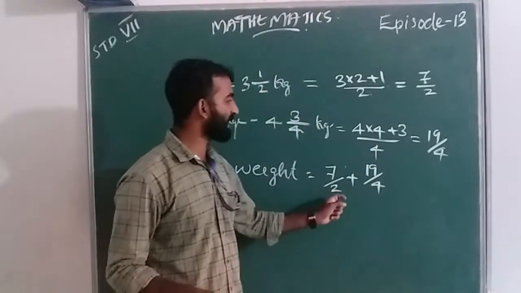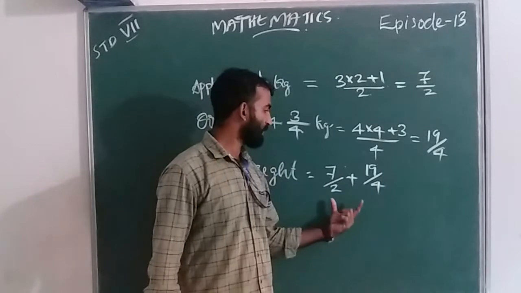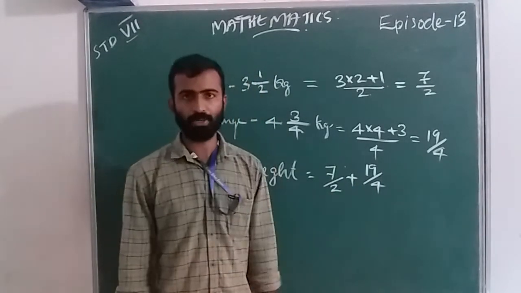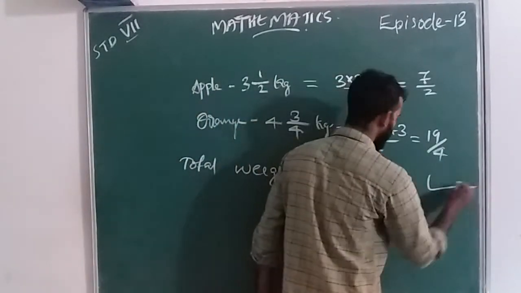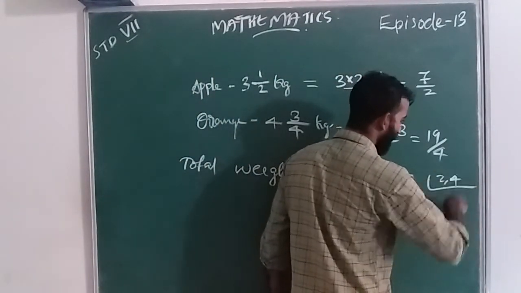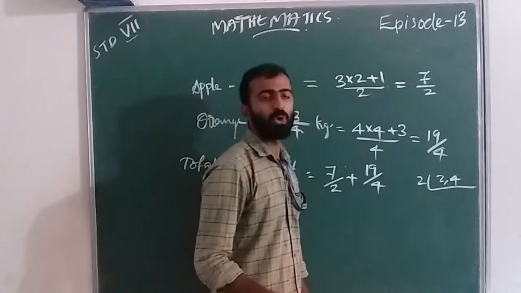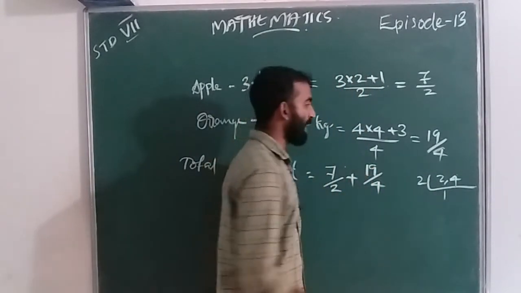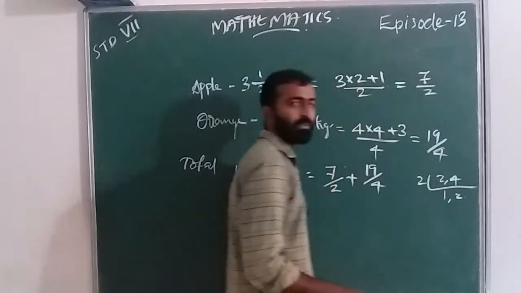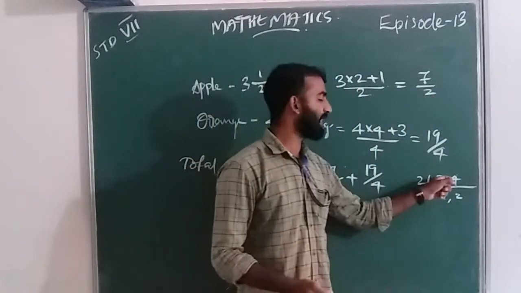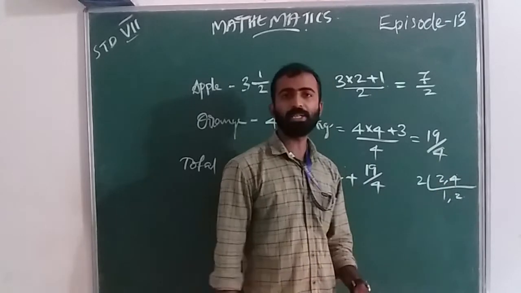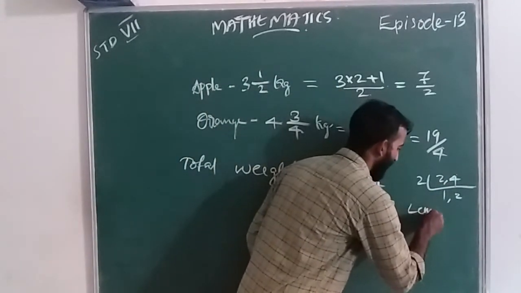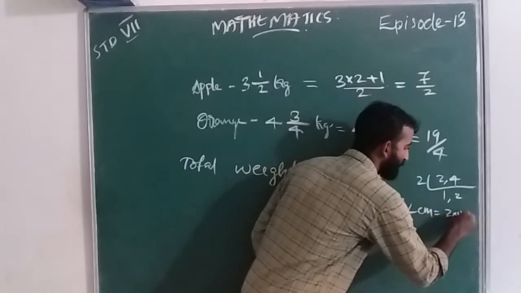Here we want to take the LCM, that is, convert to the same or common denominator. For that I take 2, 4, where the common factor is 2. So I can write 1 and 2. 1 into 2 we get 2 and 2 into 2 we get 4. That is LCM equal to 2 into 1 into 2.